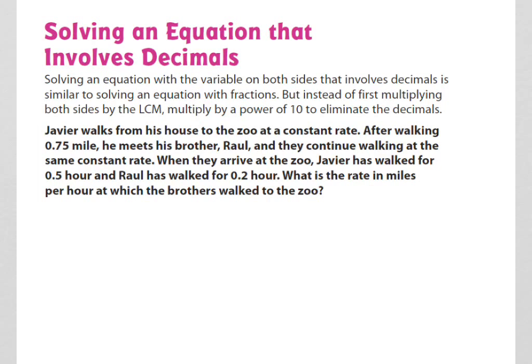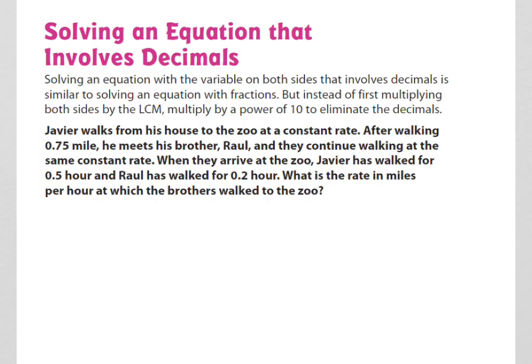Well, according to the book, when you solve an equation with variables on both sides that involve decimals, it is the same, or should I say similar, to solving an equation with fractions. But instead of multiplying both sides by the least common multiple, you multiply by a power of 10 to eliminate the decimals. I'm telling you guys, this is really going to be pretty easy for you. You're going to really love this.